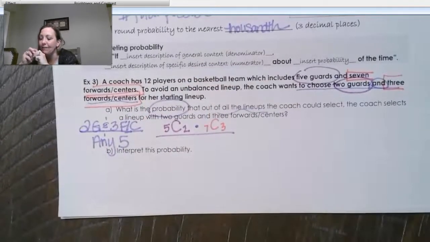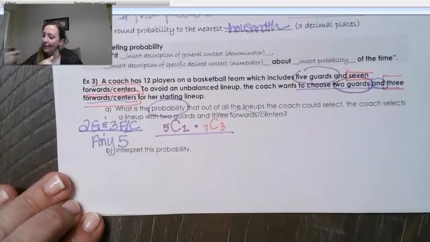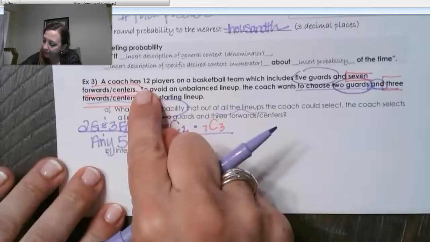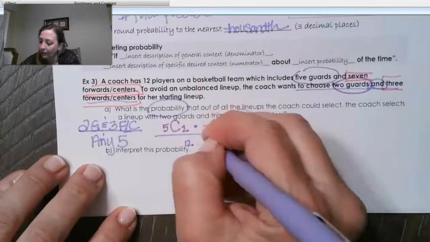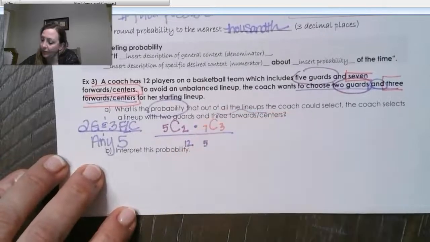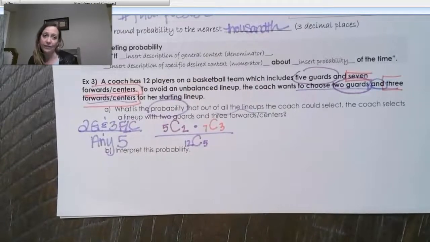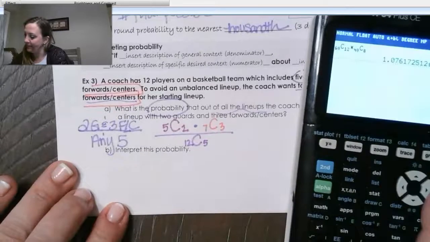Now, as far as any of the 5, that disregards the subgroups. So altogether, she had 12 players on the basketball team. And again, she's picking a total of 5 players. So our denominator is going to be 12C5. So we can find this.